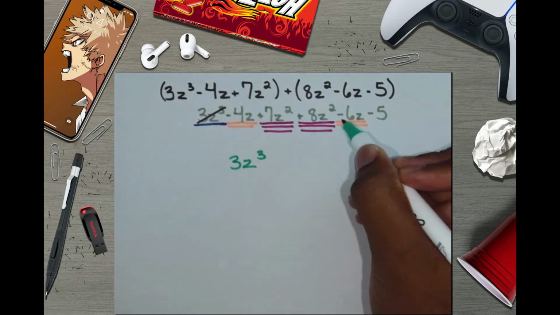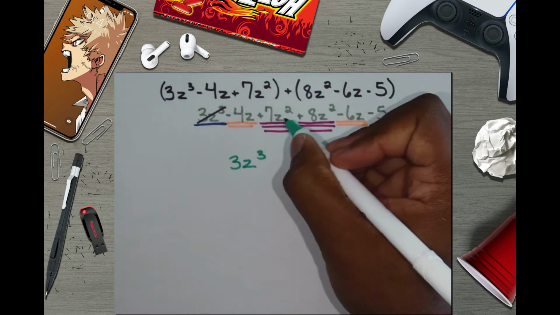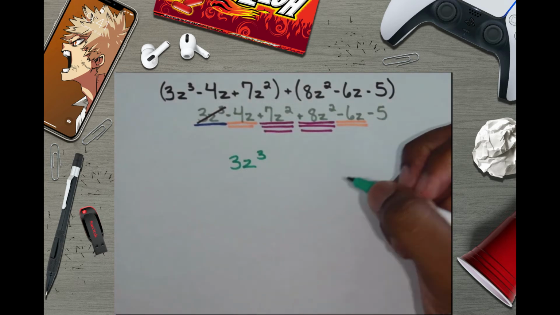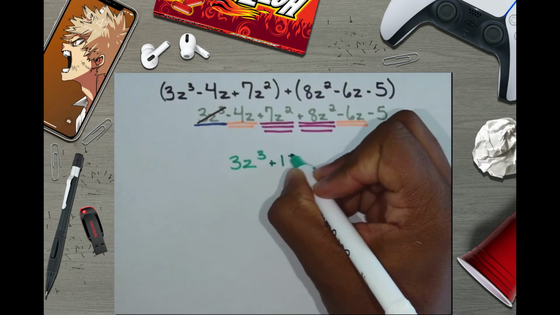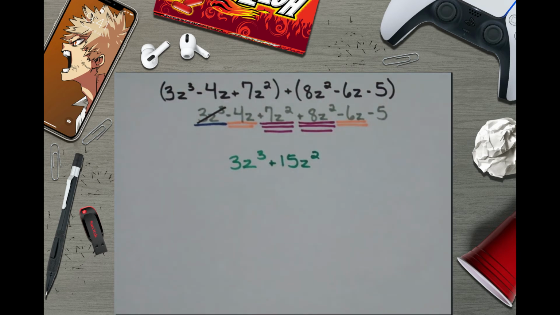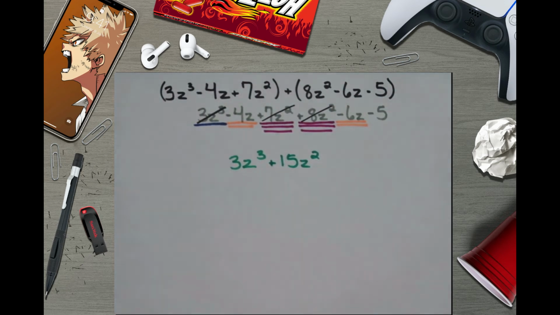7z squared. Remember, these two are the same. They have the same color and they're both underlined 3 times. So what is 7 plus 8? 7 plus 8 gives us 15. And it's a positive 15 because they're both positive. So positive 15, and I'm gonna add the z squared, okay? And since I used both of those, I'll cross them out, so I know that they're done.